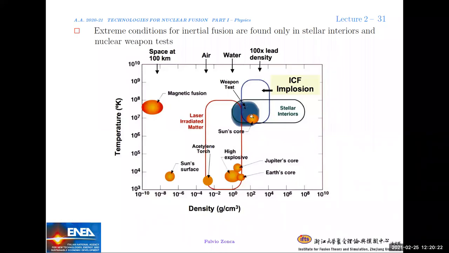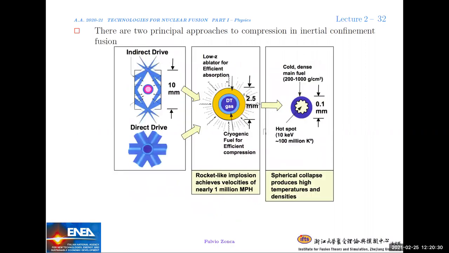And the reason is this one, and it is also the reason why it's so easy for them to get funding for doing this type of tests. So there are two different approaches to compression in inertial confinement fusion. Now, let me say that I will almost not mention the beam-driven experiments. I said that using high energy beams is one of the options.